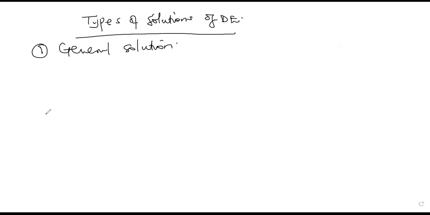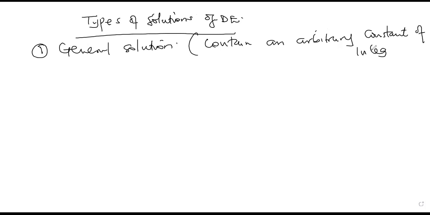And this general solution is the one that contains an arbitrary constant of integration. Meaning that the moment you finish integrating and you say plus C, that is what we call a general solution. So the solutions obtained in the other examples which I've just done are called general solutions, where there must be a constant of integration after integrating.